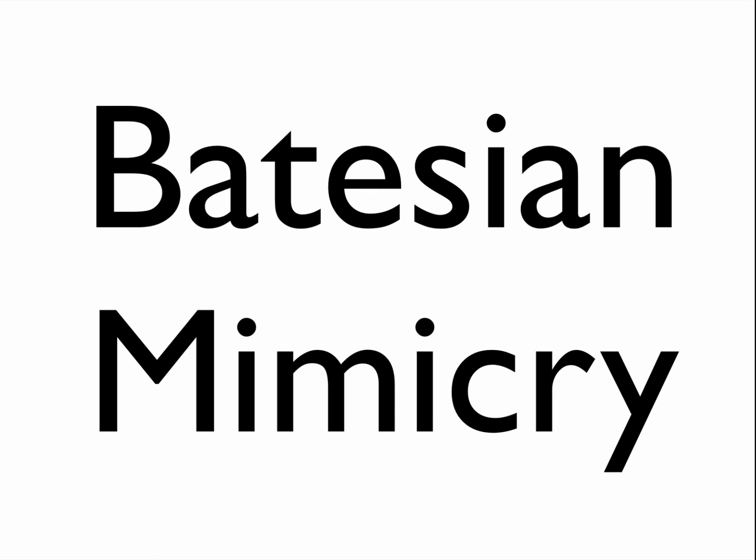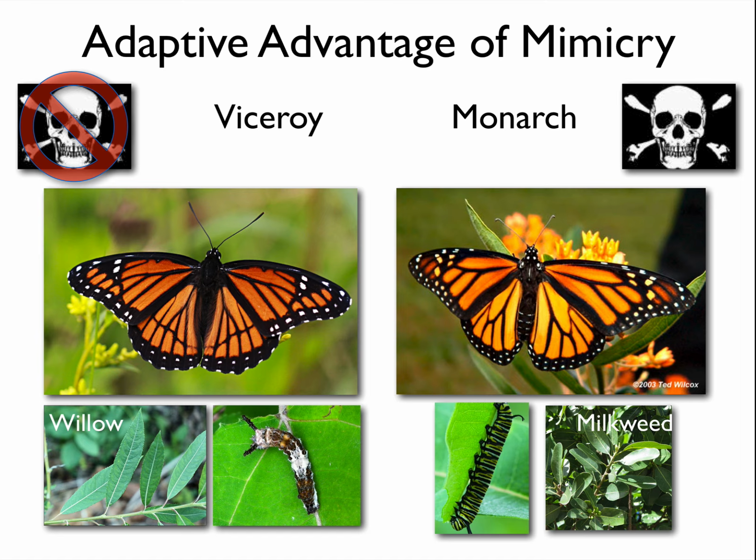So let's start by looking at some examples of Batesian mimicry. There are many more examples in the animal kingdom of Batesian than Mullerian. So let's start by looking at viceroy and monarch butterflies. The viceroy is not toxic, it's not poisonous, whereas the monarch is.